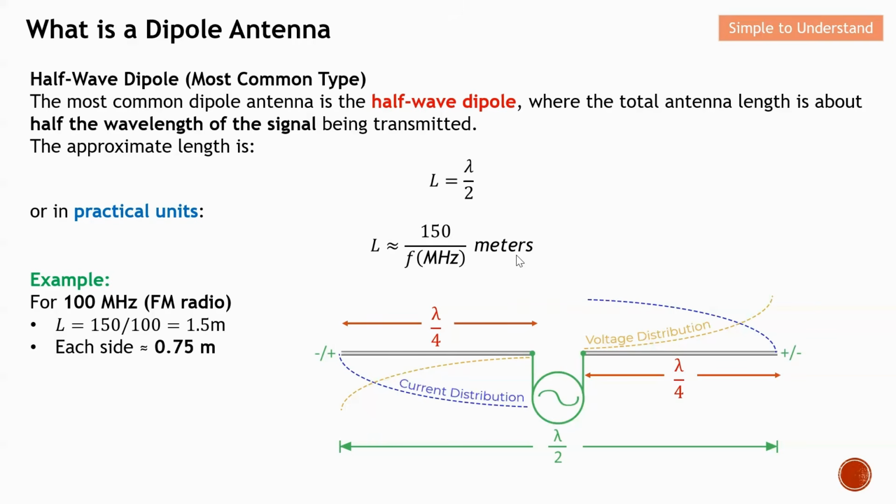Let me give you an example to understand this. For example, this is for FM radio, which is at 100 megahertz. So from this equation here, you can see 150 divided by 100.